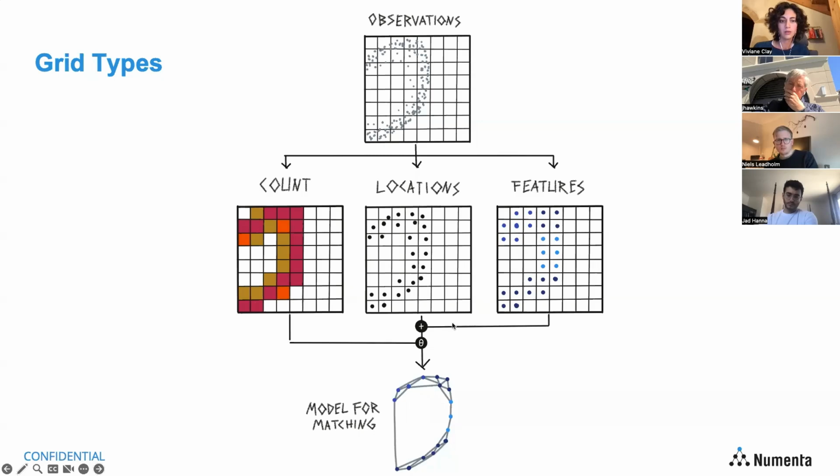To get the model that we use for matching, we basically take the average locations and average features, and then we threshold them by the k-winners of the count.